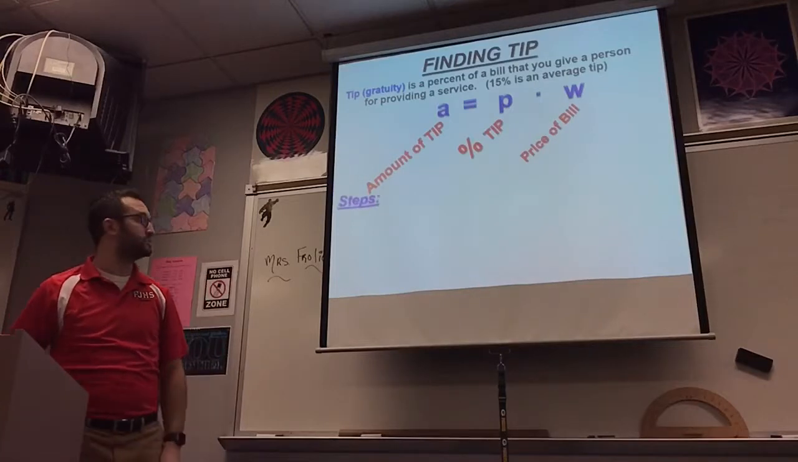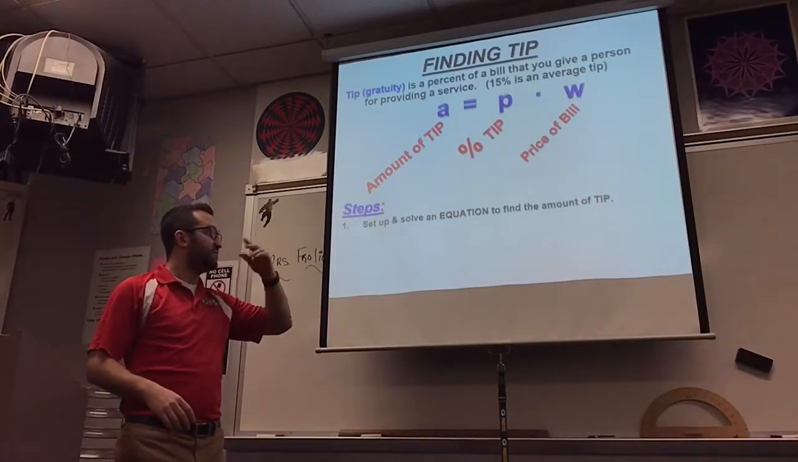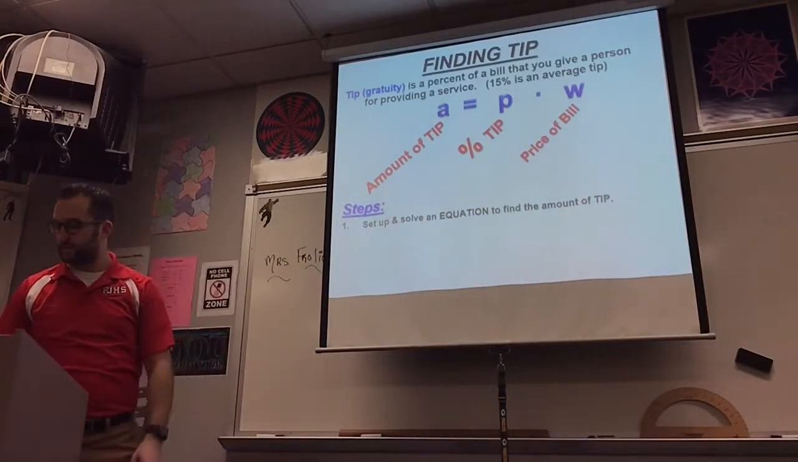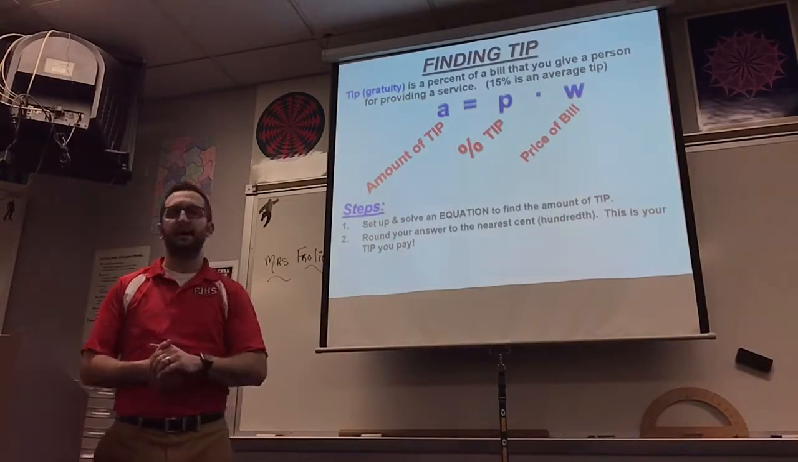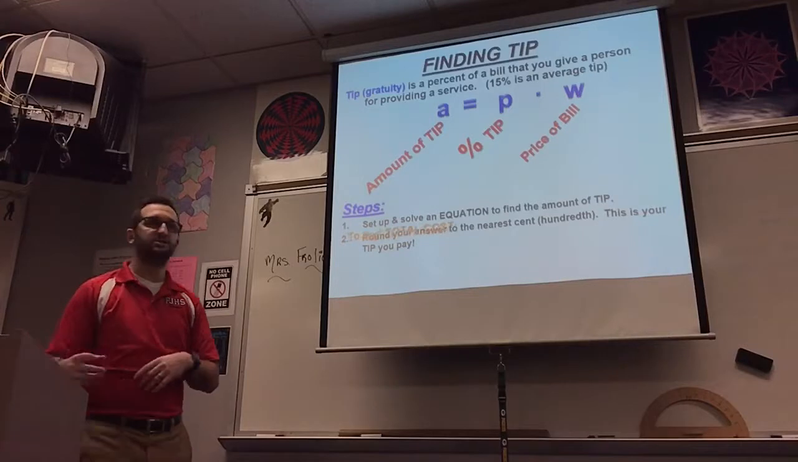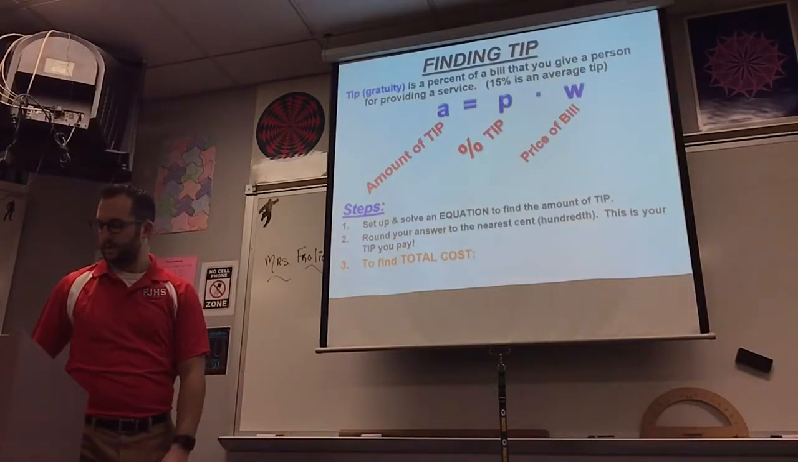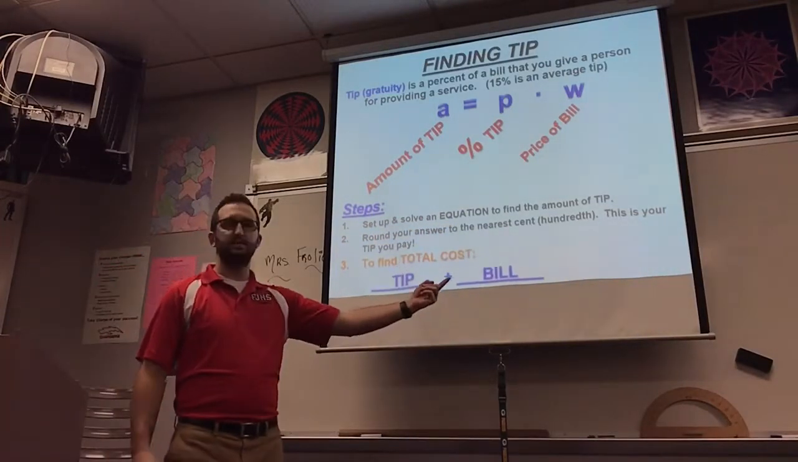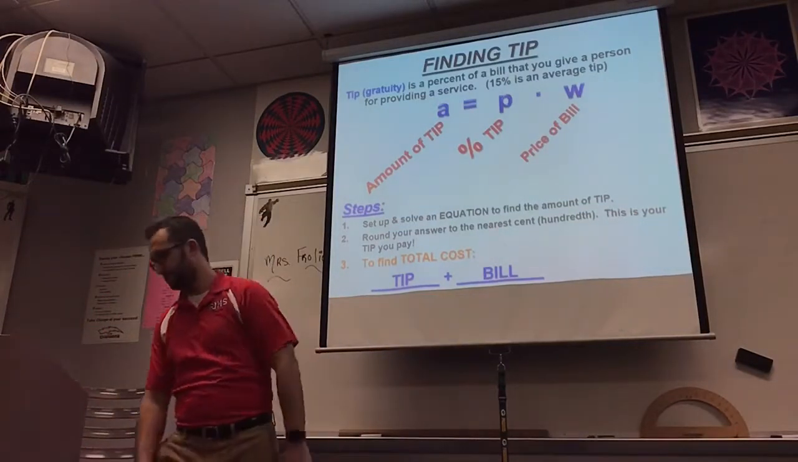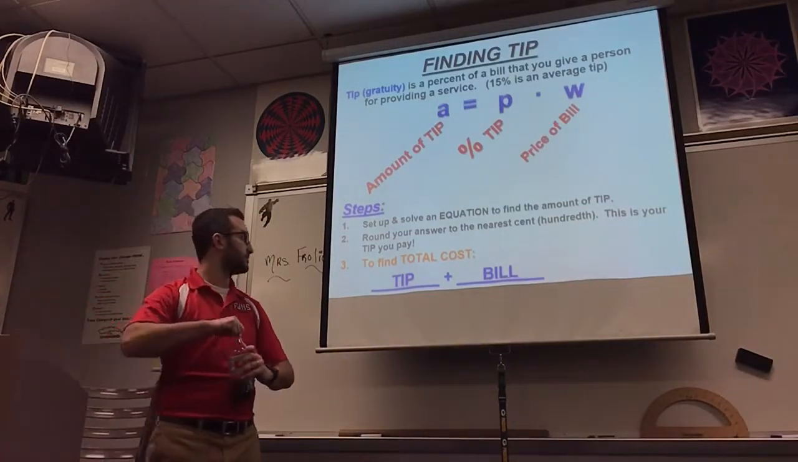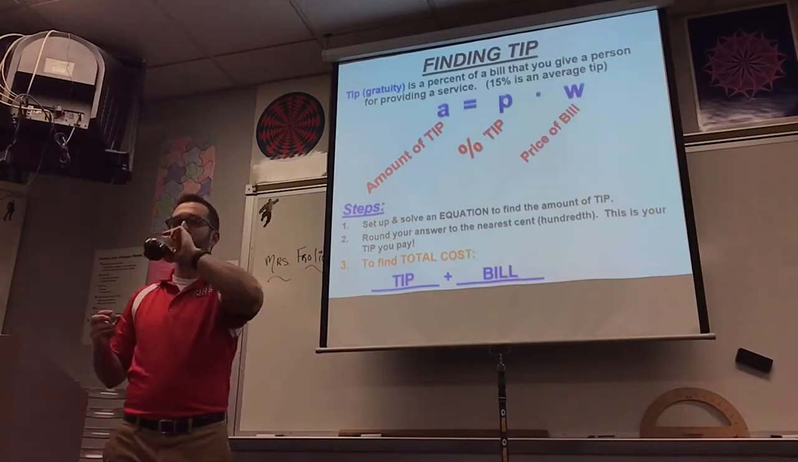Once again, set up your equation to find the amount of tip. So A equals P times W. Round to the nearest hundredth, just like we normally do. That's the tip you're going to pay. To find the total cost, just like we found with the total tax, take your tip plus the bill. That'll be the total amount that you pay. Tip plus the bill.